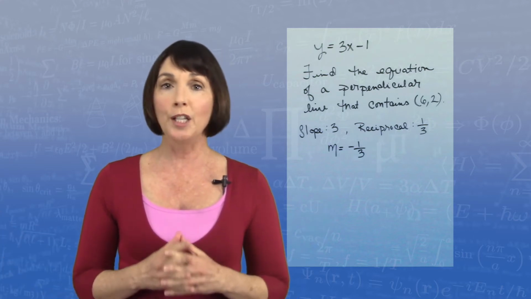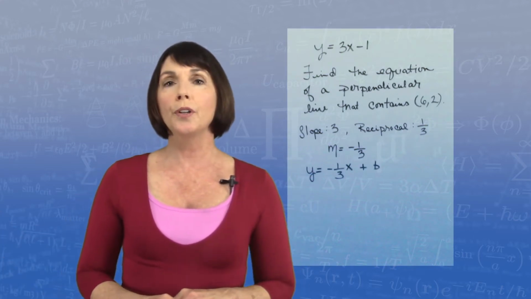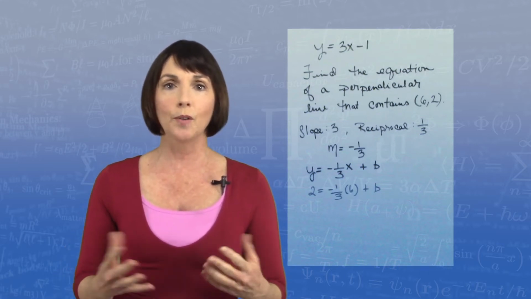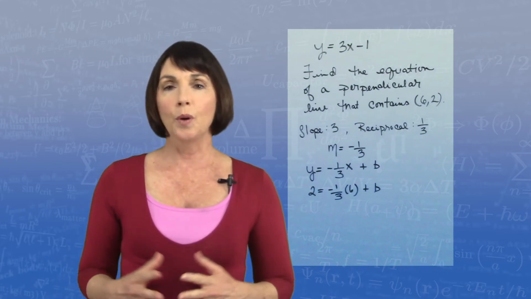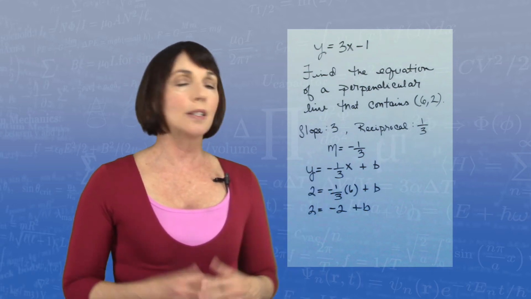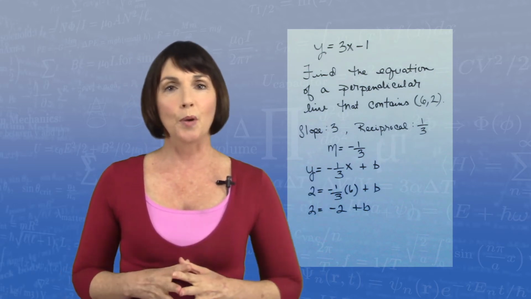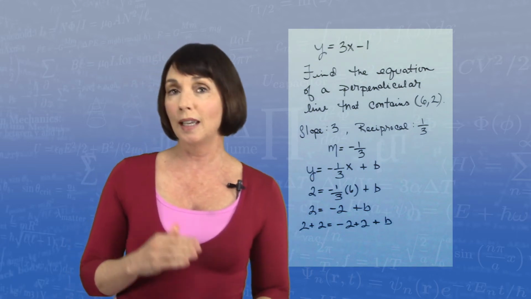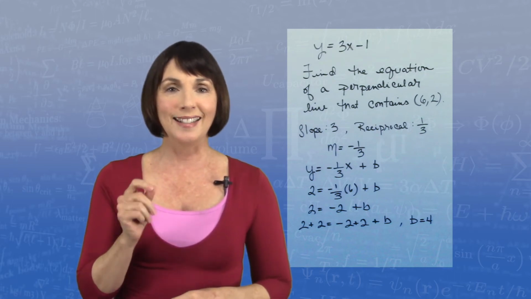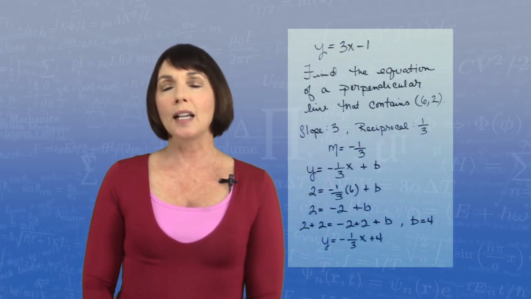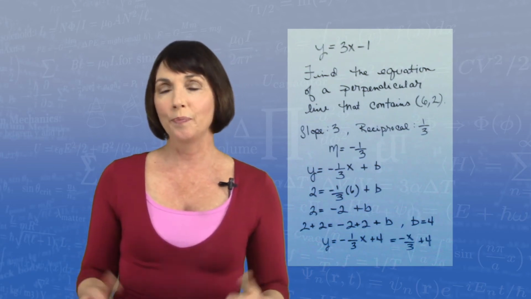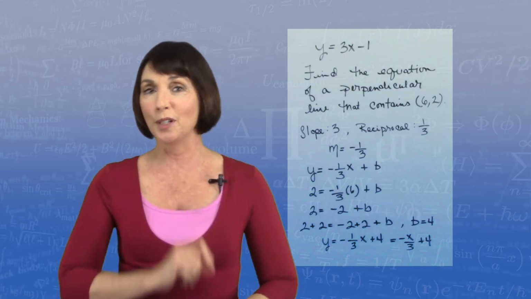So far our equation is y equals -1/3 x plus b. Same thing, I'm going to plug in my x and y coordinates and solve for b. So I get 2 equals -1/3 times 6 plus b, and simplifying I get 2 equals -2 plus b. Adding 2 to both sides, I get 2 plus 2 equals -2 plus 2 plus b. b equals 4. So the equation of our line is y equals -1/3 x plus 4, or you can write it as -x over 3 plus 4. That line is perpendicular to our original line.